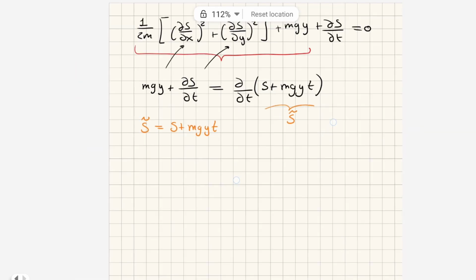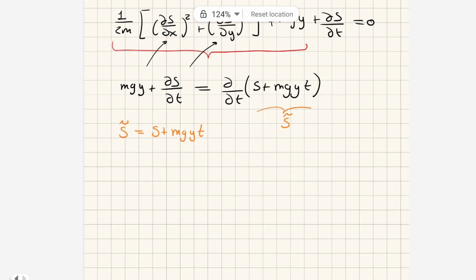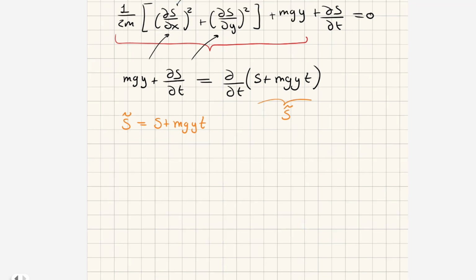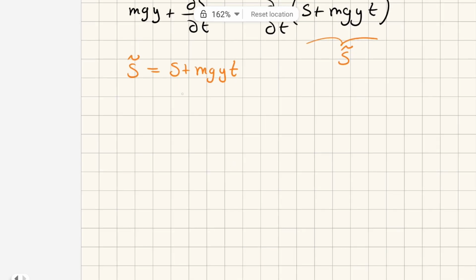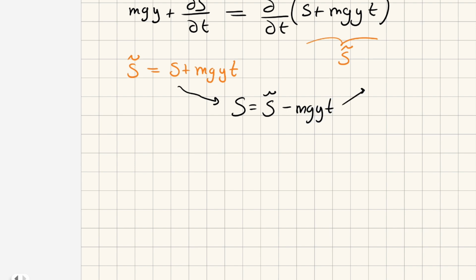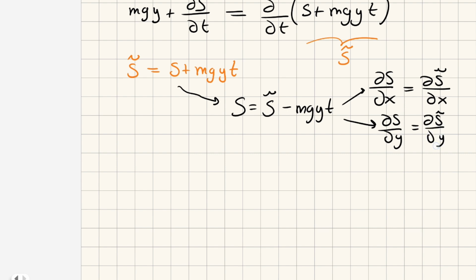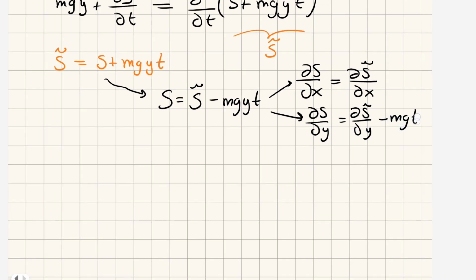So we are going to introduce the change s tilde equals s plus mgyt. Okay, perfect. So what are we going to get if we take this change of variable into the Hamilton-Jacobi equation? Well, first of all, looking that we have the derivatives of s with respect to x and y, from here we can say easily that s is equal to s tilde minus mgyt. And this takes us to have that the partial of s with respect to x is equal to the partial of s tilde with respect to x, and the partial of s with respect to y is equal to the partial of s tilde with respect to y minus mgt.